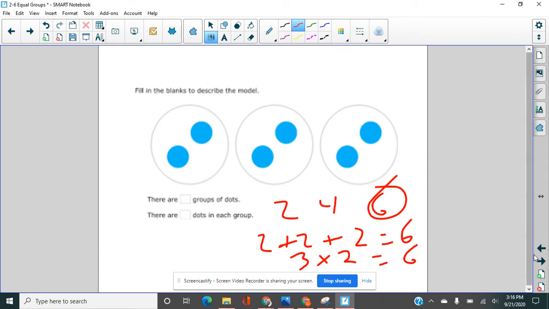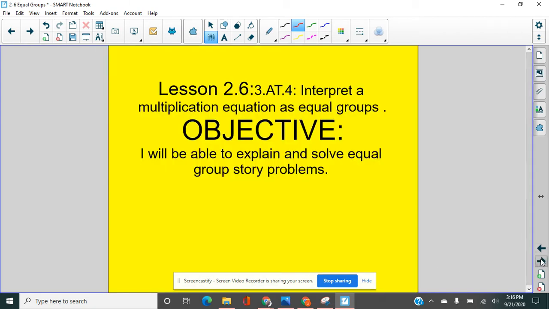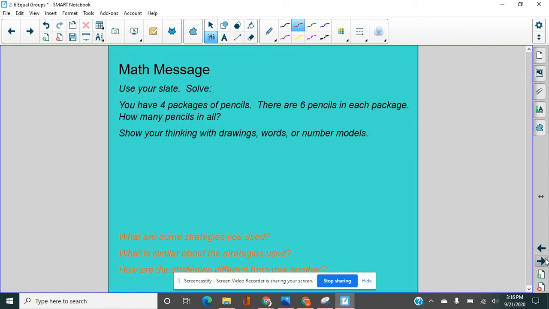So equal groups problems, that is our goal today. There's our objective: to be able to explain and solve equal group story problems, and it goes right here with our equal groups math standard.